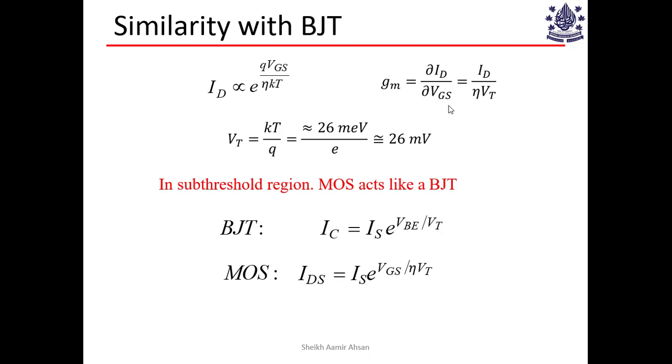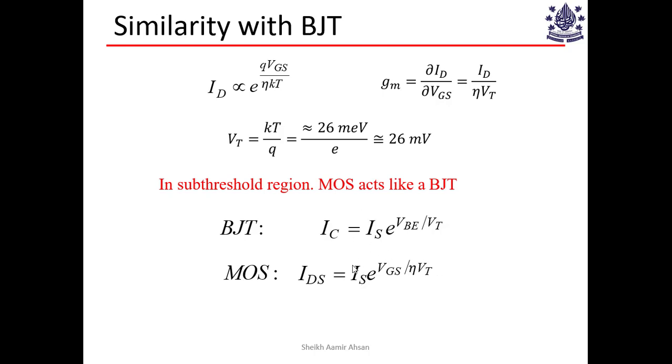So one observation that we make from this is that in subthreshold characteristics, in the subthreshold region, a MOSFET acts like a BJT, because in a BJT, the collector current is always given by this kind of an expression. It goes as an exponential function of the applied base to emitter voltage. Whereas in subthreshold, the MOSFET current also does look like an exponential function of the gate to source voltage with some non-ideality and dependence on the thermal voltage.